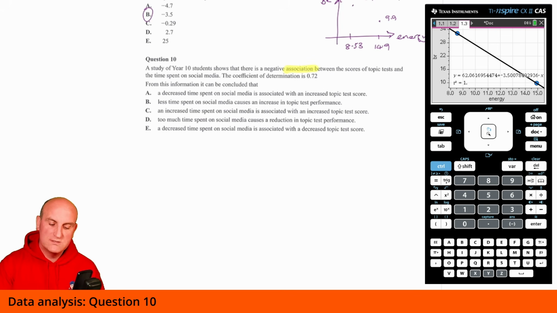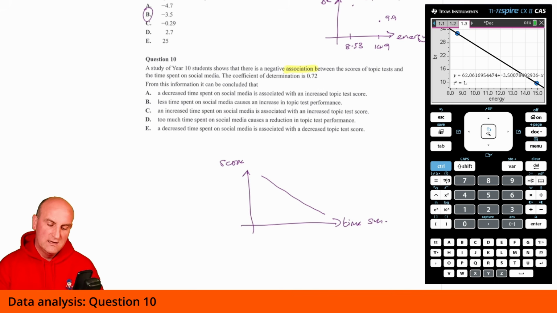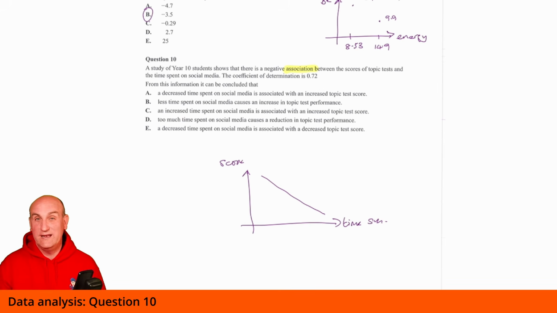Now, a study of year 10 students showed that there is a negative association. I think the trick word here was association, which must talk about increasing and decreasing. It's got something about that between the scores of a topic test and the time spent on social media. So I'm going to do time on social media, and I'm going to do my scores here. There's a negative association, which would suggest it's going to go like that. And the coefficient of determination is 0.72. I think that was going to try and trick people because people are going to think that was the value of R.